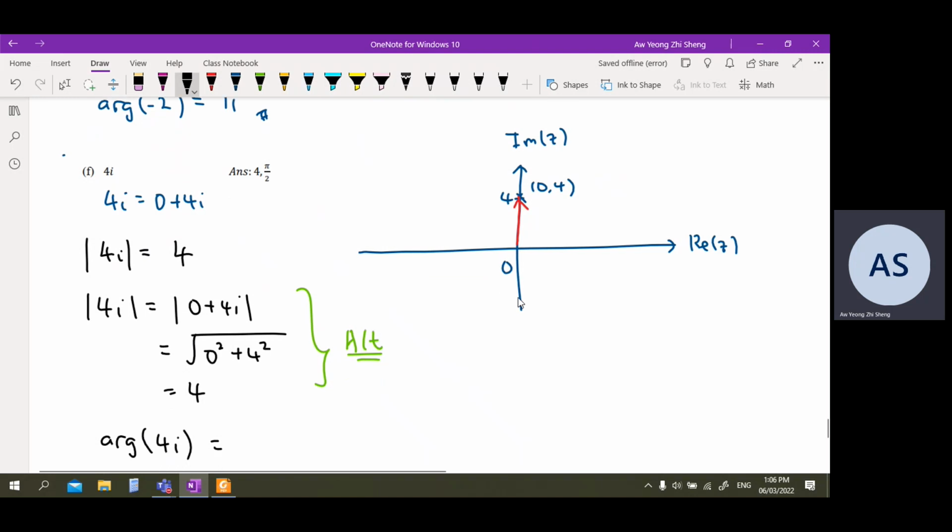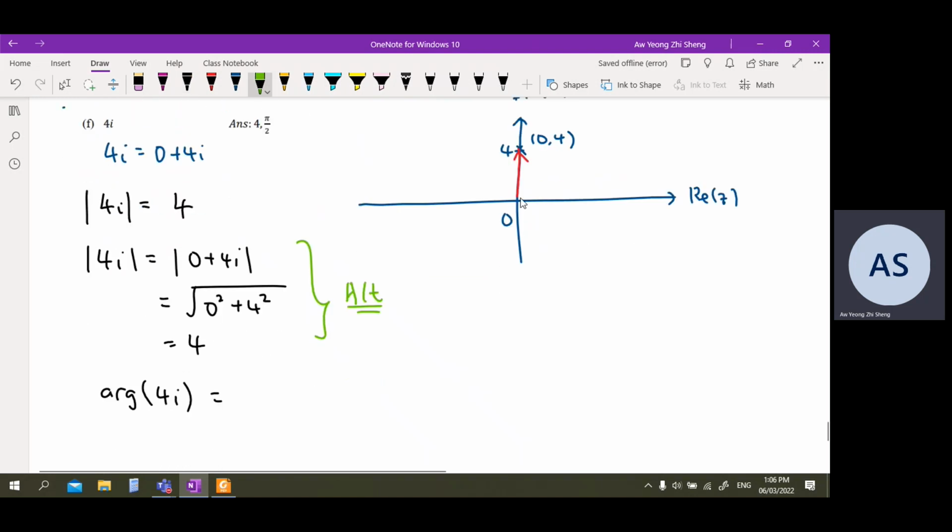Notice that there is a right angle made between the positive x direction and the red color vector. And when you measure the angle this way, it is a positive 90 degrees. But we write in radians. Our final answer is in radians, so it is a positive pi over 2. And that's it, done.